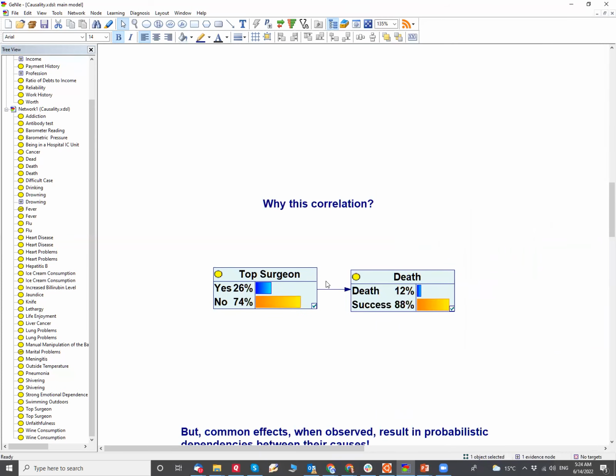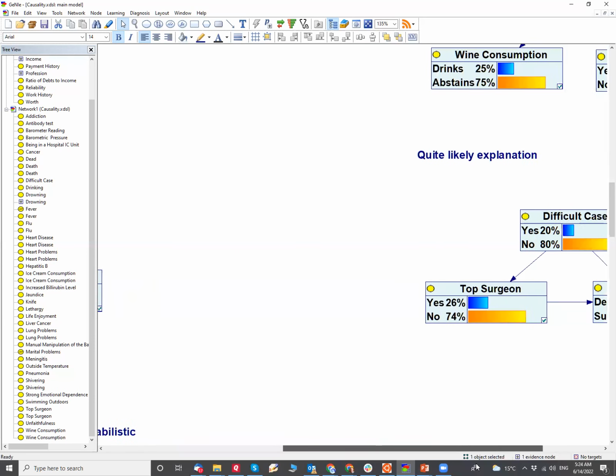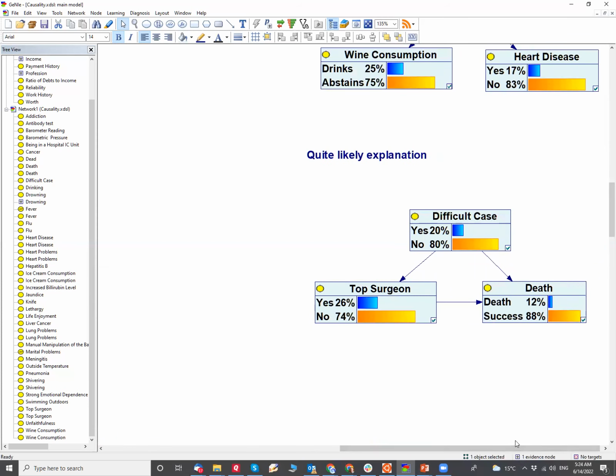There is a correlation that I mentioned in the first session. Top surgeons actually don't have the best statistics. In the US, you can check the statistics of your surgeon before undergoing an operation. It turns out that the best surgeons have a higher death rate than average surgeons. What is the explanation of that? Here is a possible explanation. There is a common cause, the difficulty of the case.